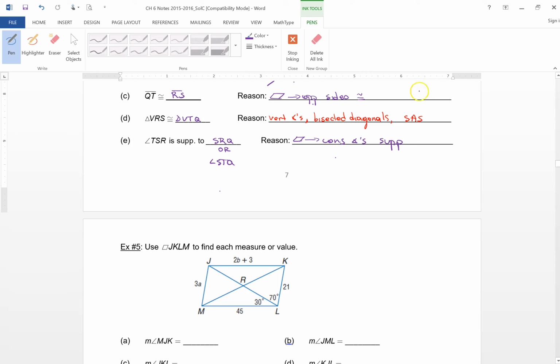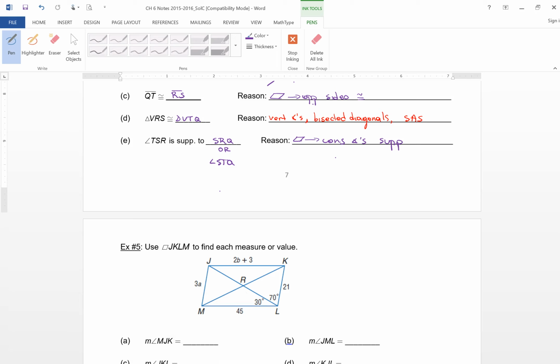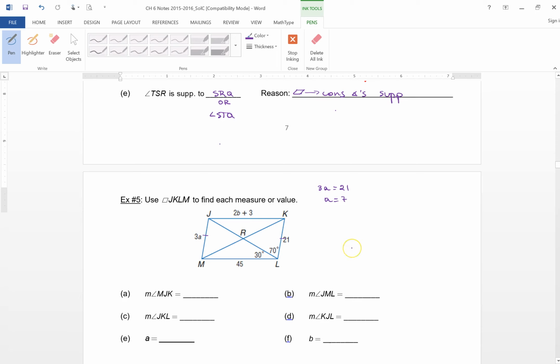In this one, we have to, again, use the properties. So we know that opposite sides are congruent to each other, meaning 3a equals 21, a is equal to 7. So here a is equal to 7. Here these two opposite sides are congruent, so 2b plus 3 equals 45. So b equals 21.